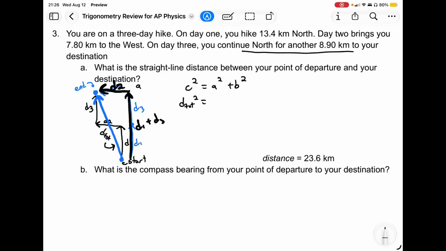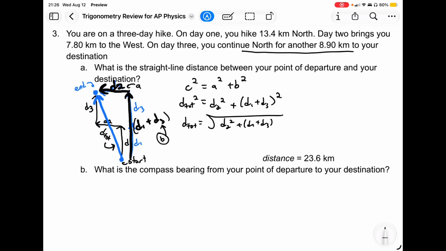So our d total squared is going to equal a. Let's say that a is d2, that horizontal side over there. So this will be d2 squared plus b, but b is both d1 and d3. So I'm going to put that into parentheses, d1 plus d3. If we add those together, we get our b side over there, and then we have to square them added together, right? So our d total will be the square root of d2 squared plus d1 plus d3 squared.